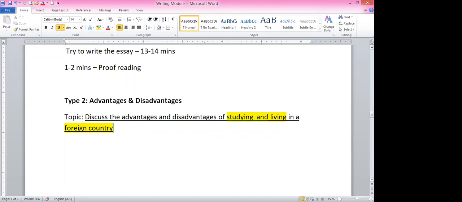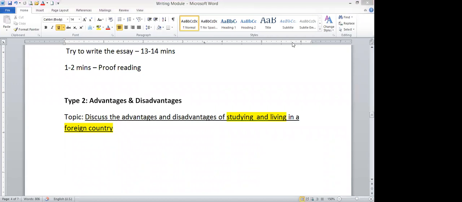We have to write whether we are supporting or not. After we understood the topic, what's the next thing you have to do?